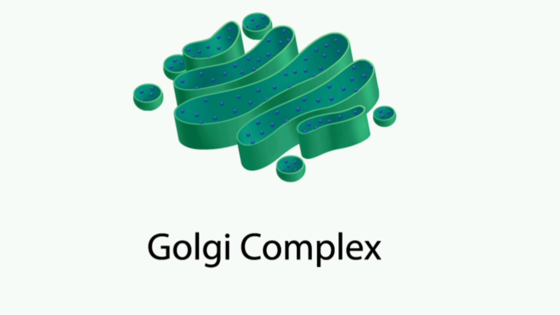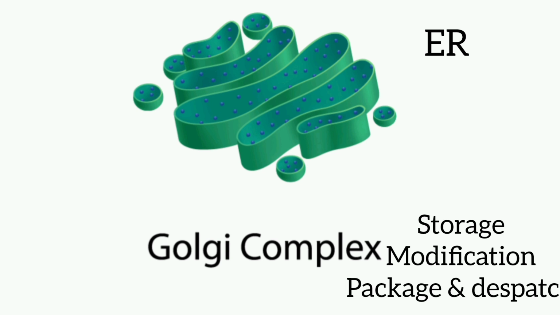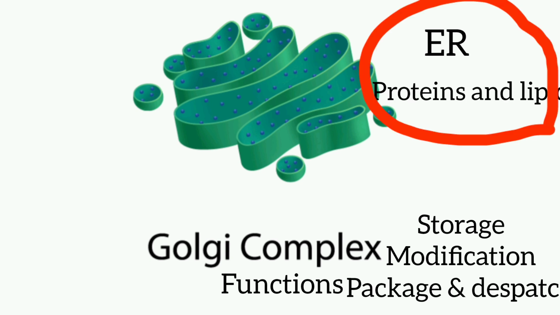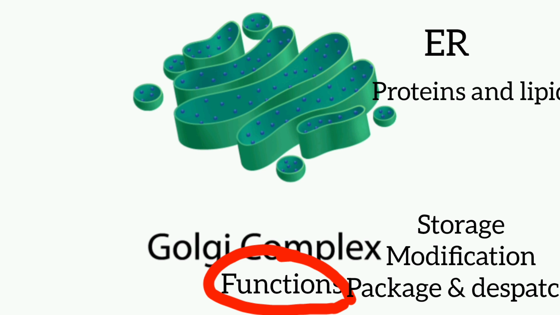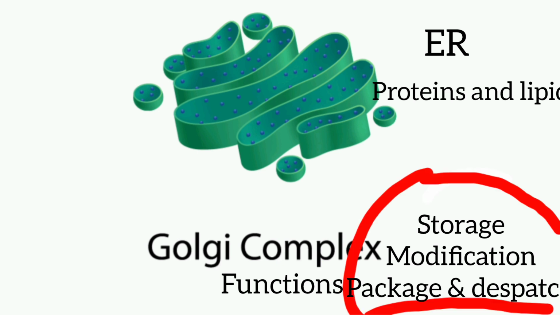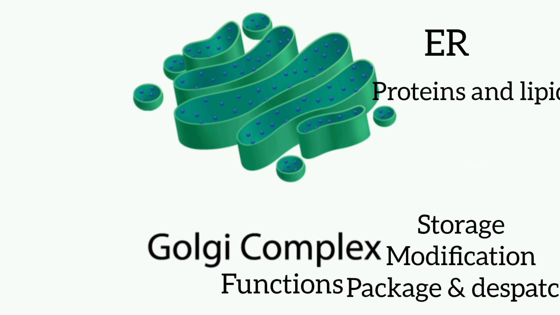The Golgi apparatus performs three main functions after receiving the materials, that is proteins and lipids, from the endoplasmic reticulum. It modifies the proteins and lipids received from the endoplasmic reticulum, packages them into vesicles and dispatches them to their correct destinations inside or outside the cell. Then what is the main job of the Golgi apparatus? That is to store, modify, pack and deliver important materials in the cell. That is the main function of Golgi apparatus.